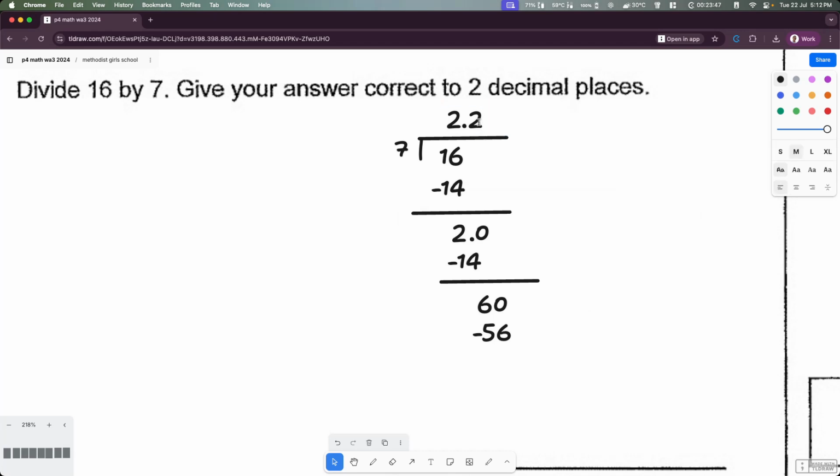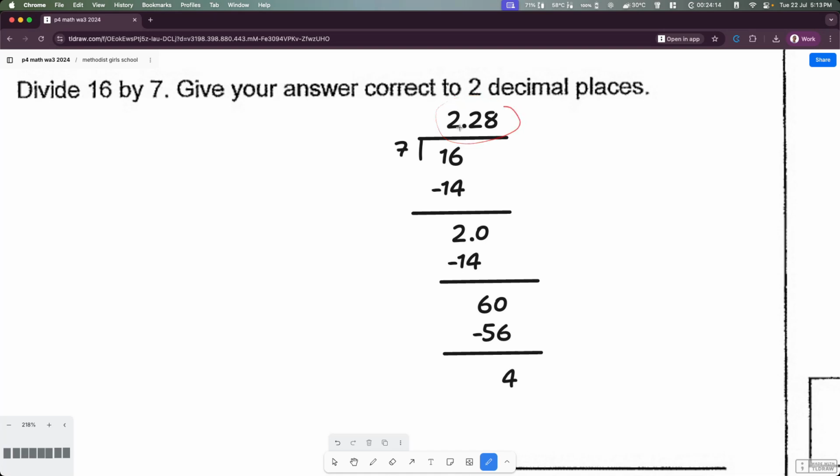So it's 2.28. Then this will give us 60 minus 56, which is 4. Now with this, what is closest to 4? Should we continue or should we stop? It says here 2 decimal places. That means we need to get our number from 2.28 to the third decimal place, so that we can see whether we want to round up or round down the 8 in the hundredths place. So we still need to find one more.